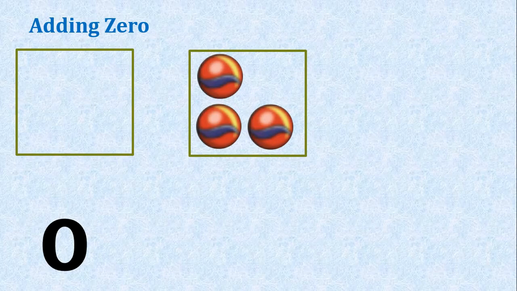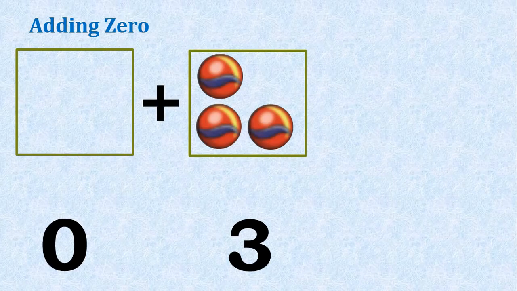In this case we have an empty box here. The first box is empty. That means there are no objects in the first box. So no objects is represented with the number 0. There are 0 objects in the first box. And we see there are 1, 2, 3 marbles in the second box. There are 3 marbles.